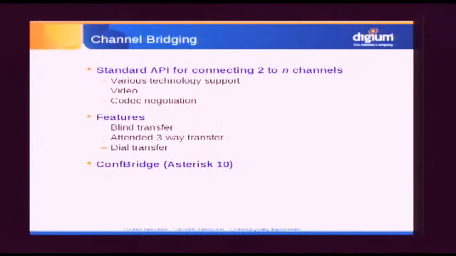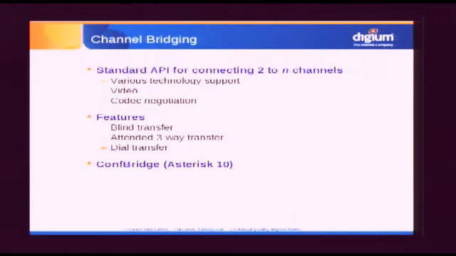Another API that has been added fairly recently is our channel bridging API, which is an API for connecting two or more channels in a very standard way. If you look at some of the code in, for example, app dial, or in features.c, a lot of this stuff was done manually: we're going to bridge these kinds of channels, and it's one large method or a couple of methods that do this. This is an actual standard API for exposing that functionality to any application that needs to do that.